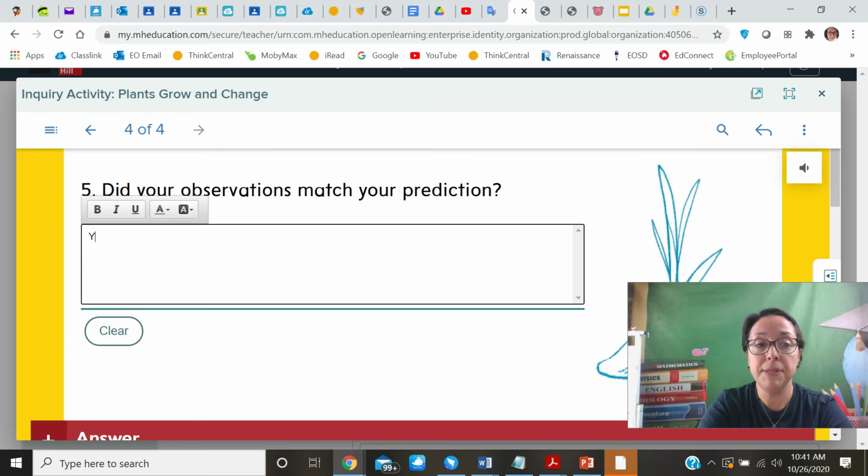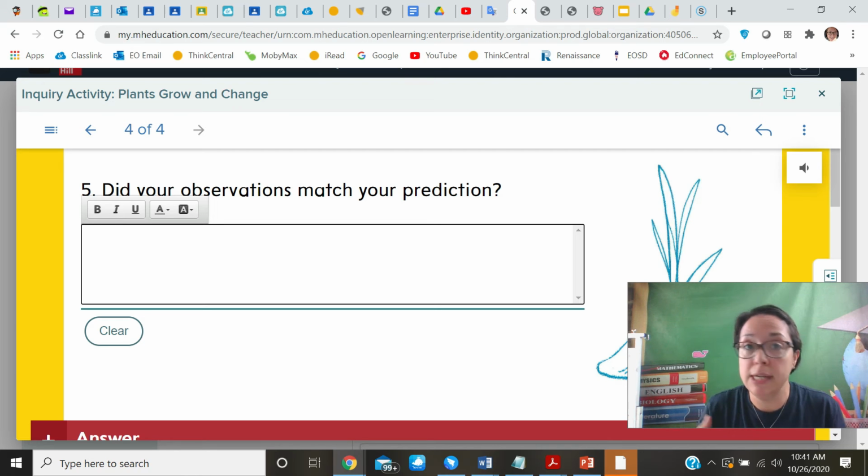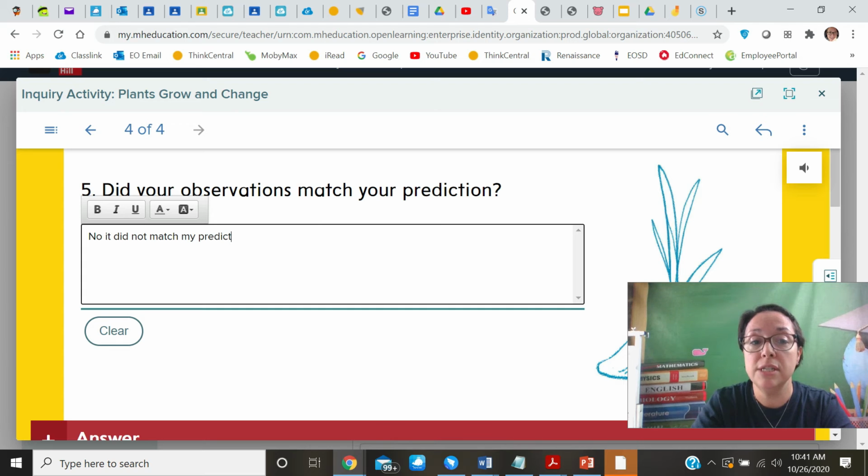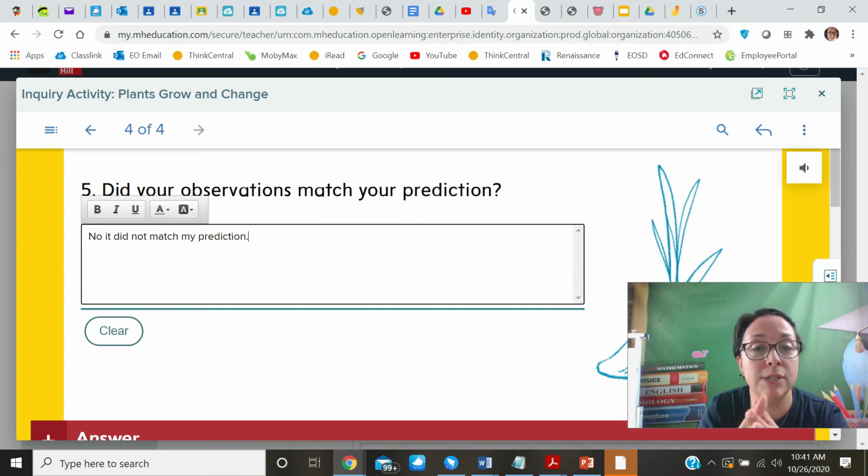So you could either say something like, yes, I said it would have more leaves. Or maybe you thought it was going to turn, I don't know, red or something and it didn't. So quizás pusiste otra cosa como que iba a cambiarse de color y no se cambió de color. So you can say, no, it did not match my prediction. No era la misma cosa que predije que iba a pasar. So it's up to you, depending on what you predicted, dependiendo de lo que tú pusiste al principio, puedes decir si eso sí pasó o no.